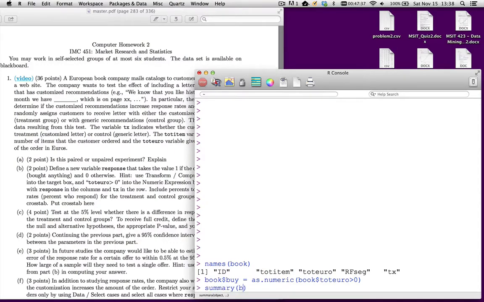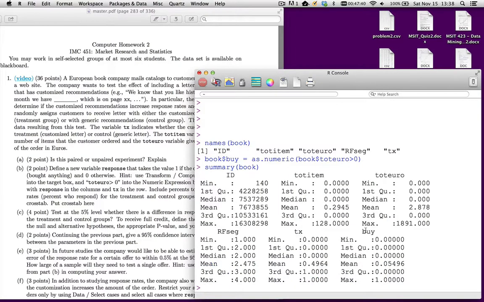Let's do a summary on book now. And what you're going to see is that about 5% of all people bought. So the mean is 0.054. Remember, the mean of a 0-1 variable is the fraction of ones. And that's going to correspond to the fraction of cases where tot_euro is greater than 0. So you see that from the third quartile all the way up through the quartile, the value of tot_euro is 0, but there's a fairly large maximum value. So over 95% of the values of tot_euro equal 0.